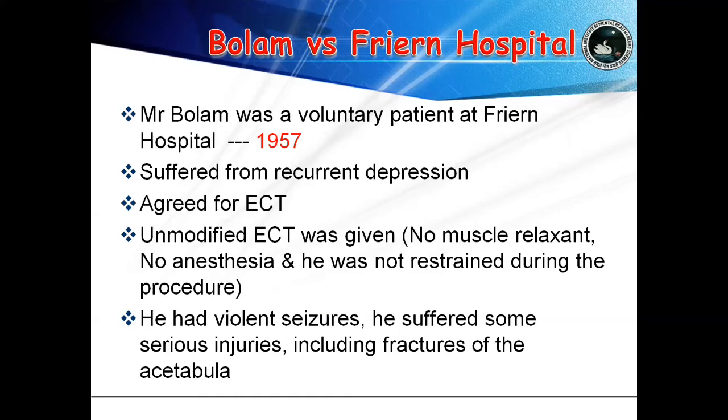ECT was given where there were a group of psychiatrists who used to give ECT with anesthesia. There were a group of psychiatrists who gave ECT without anesthesia. So with and without. Since it was 1957, anesthesia was just being introduced. So in Friary Hospital, they go ahead with giving ECT without anesthesia. In the first and second ECT, nothing happens. In the third ECT, he develops severe convulsions and he develops an acetabular fracture.